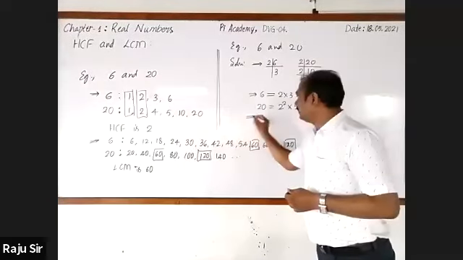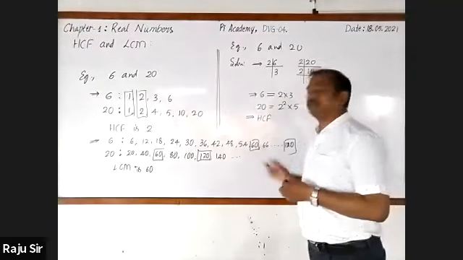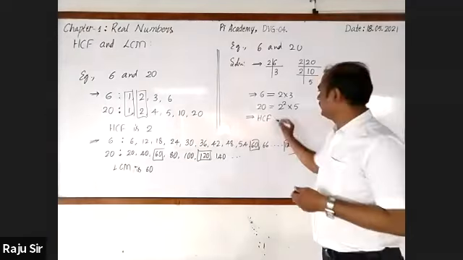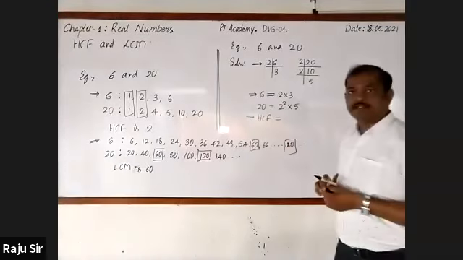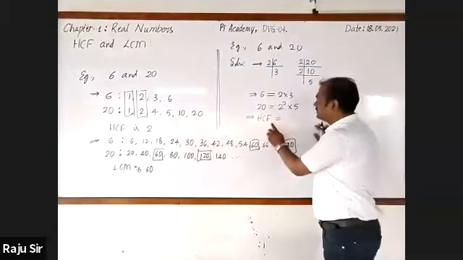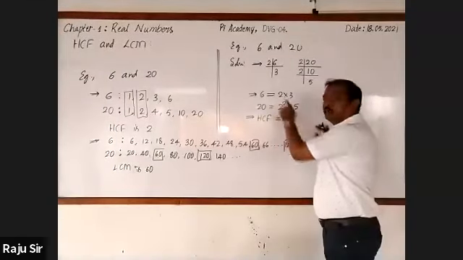Now let me tell you how to find the HCF as well as the LCM. In the case of the prime factorization method, to find the HCF, first we will choose only the common factor.